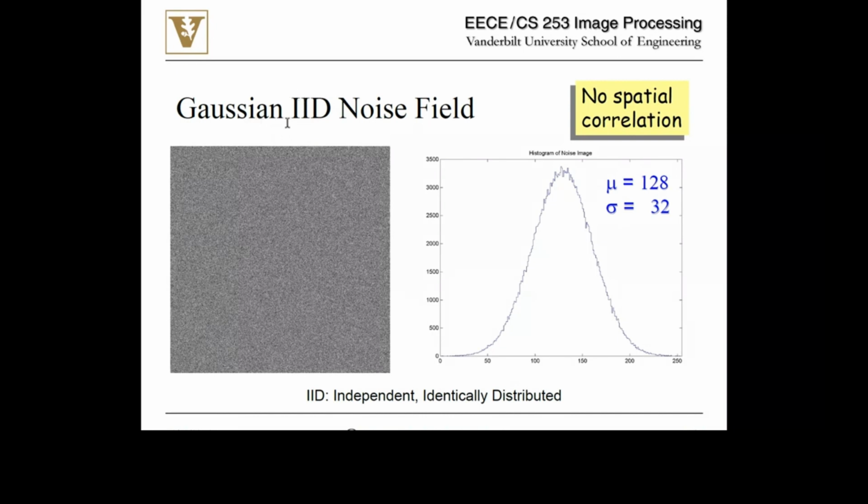This independent means that every point has a realization of a Gaussian random variable that is independent of all the rest. So it doesn't look at what are the nearby samples to take its value, and identically distributed. So that means that all pixels have the same distribution. And so let's say that the distribution is a Gaussian with this mean and this sigma, this standard deviation.